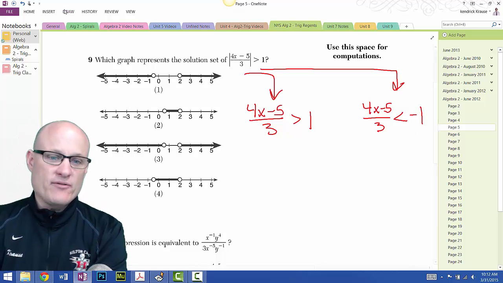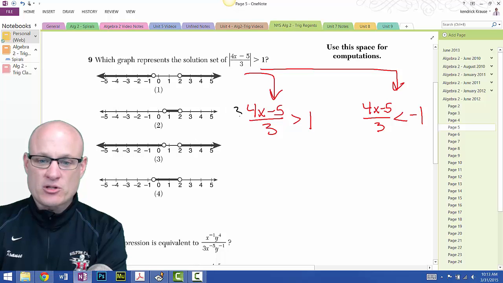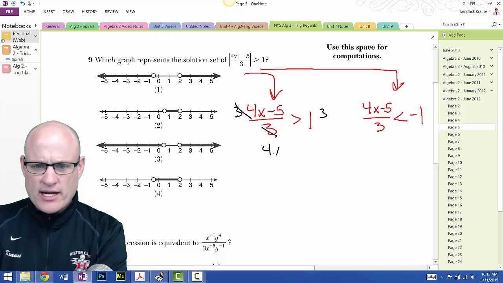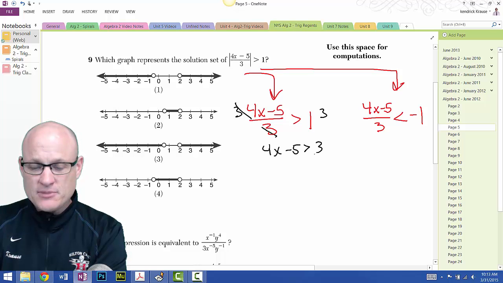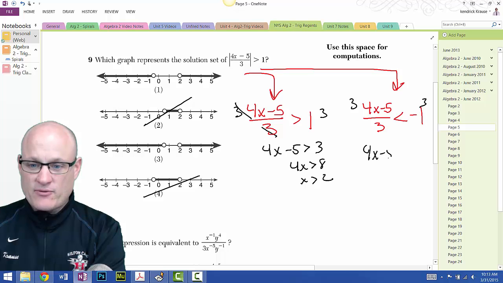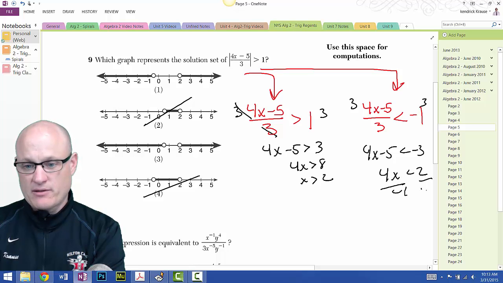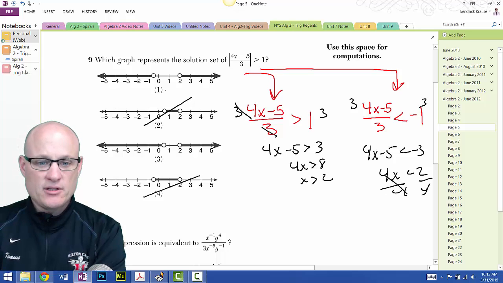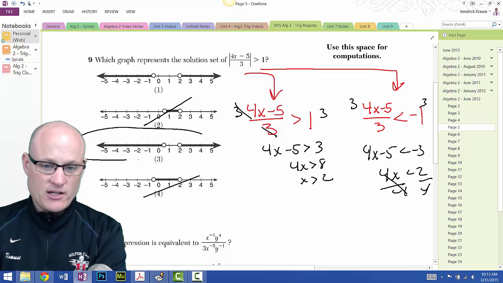Now, in order to get rid of this nasty 3, I'm going to multiply both sides by 3. So now these 3's cancel. I get 4x minus 5 greater than 3. 4x greater than 8. x greater than 2. Not greater than 2, not greater than 2. Now I'm going to come over here, multiply both sides by 3. I get 4x minus 5 less than -3. Bring the 5 over, I get 4x less than 2. Divide by 4, I get x is less than 1/2. That's less than -1/2. There it is, less than 1/2.